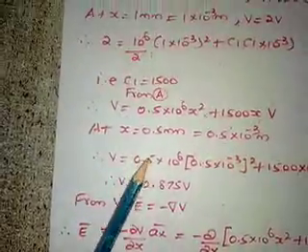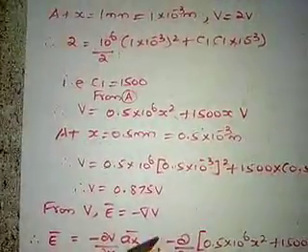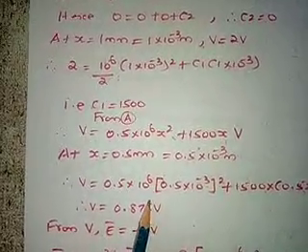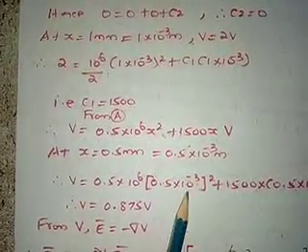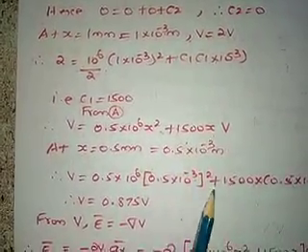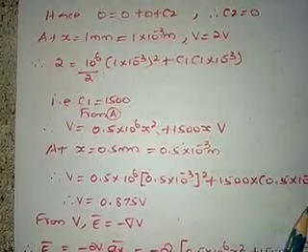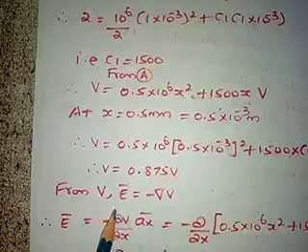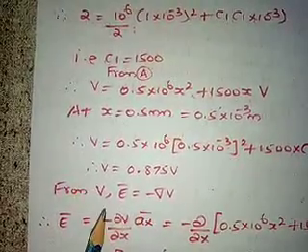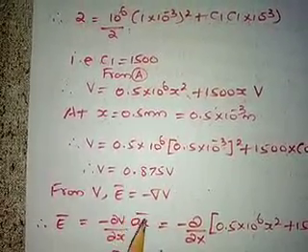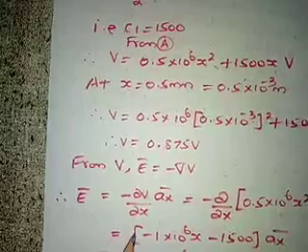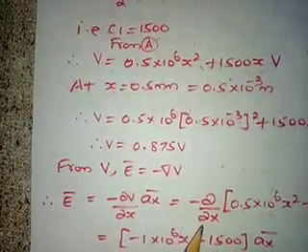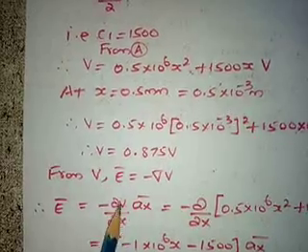At x equal to 0.5 mm, that is 0.5 into 10 raised to minus 3 meter, V is equal to 0.5 into 10 raised to 6 x square. Substituting x equal to 0.5 into 10 raised to minus 3 squared, plus 1500 into 0.5 into 10 raised to minus 3, that will be 0.875 volts. Now that we have calculated V, E will be given by minus del V. So E bar is equal to minus dou V by dou x of Ax bar only, because it is a function of only x.